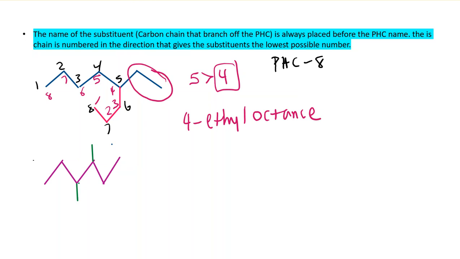For the next example, we're going to do the same thing. The first thing we do is determine the parent hydrocarbon chain, which is 1, 2, 3, 4, 5, 6. It's obvious that the straight chain is the longest chain.